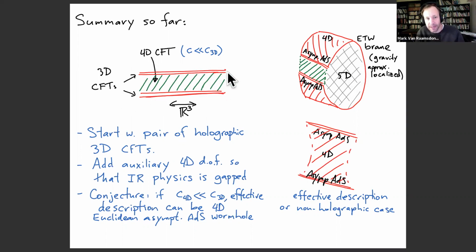Okay, and so while this entire geometry is really a 5D geometry, if there are many more degrees of freedom on these boundaries, then it should be something like 4D physics with a small perturbation. And so the interpretation is that it's mainly 4D physics localized on this brane, but then some things could leak off into the 5D world.